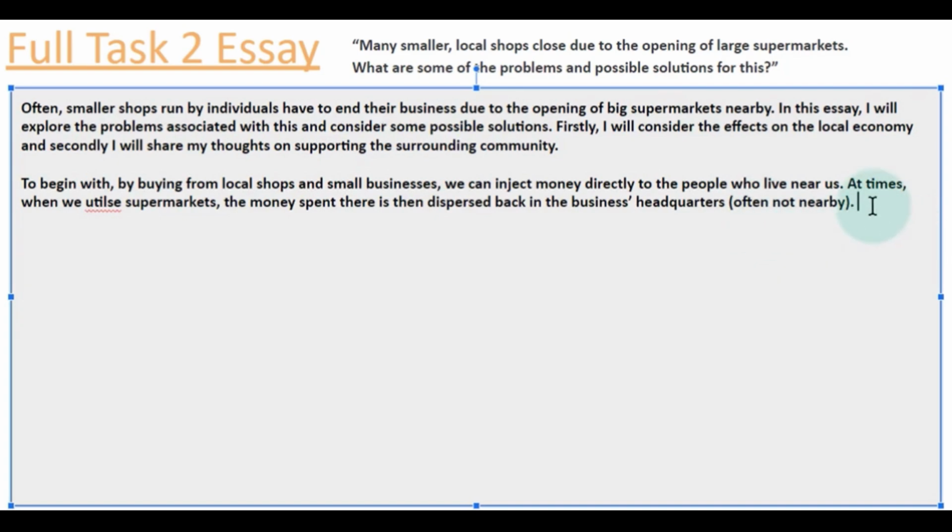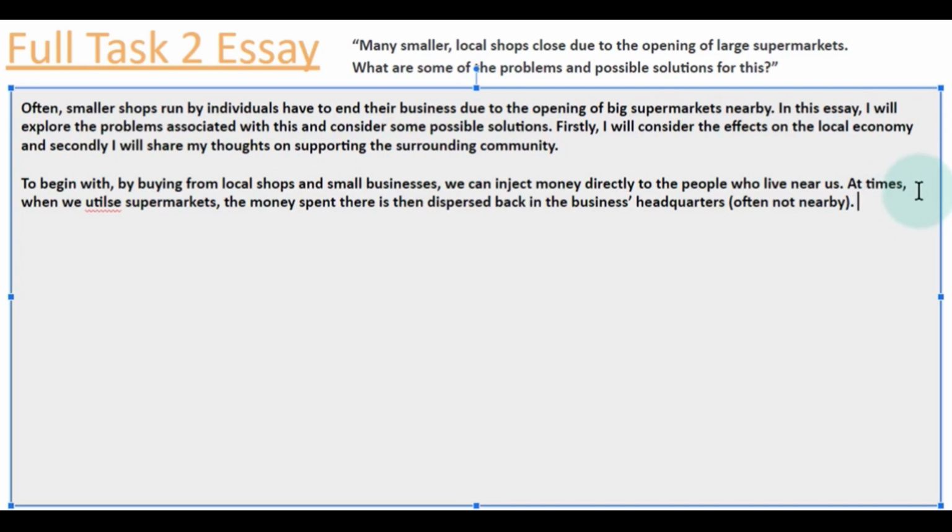Okay, so this is my problem here. I have my topic, the first sentence, and my support, giving a bit more information about this: injecting money into people nearby, supporting the local economy. Now I need to consider the solutions for this. What possible solutions could I consider?